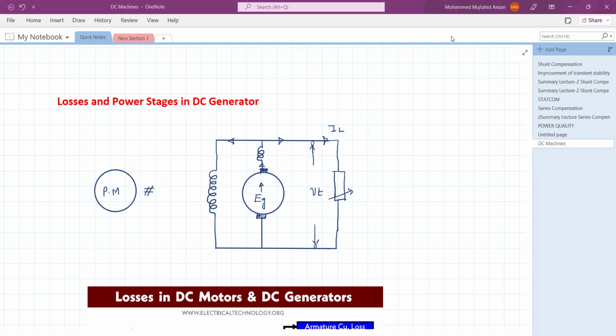So for that purpose, we are taking a DC compound generator. We have taken the DC compound generator. The reason is that we want to introduce the series field winding and shunt field winding. This is mechanically coupled with the prime mover, so this is nothing but the mechanical input.